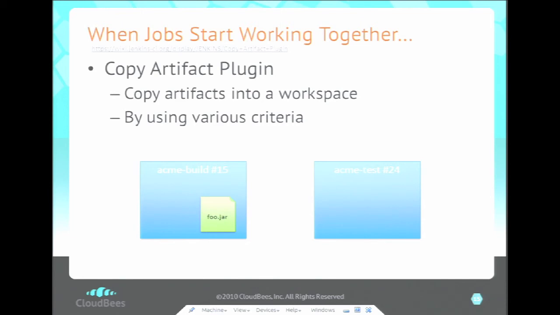Now, when you start using multiple jobs and have them work together, one very useful thing you want to do is to be able to copy binaries from one build to another. Let's say you have one job that produces the binary, compiling and packaging up the jar file and stuff like that, and another job that executes the tests. These often fall to different sets of teams, so it makes sense to have them in two jobs.